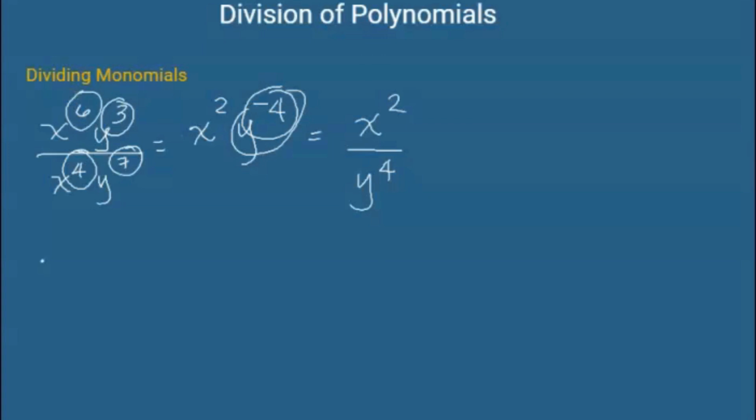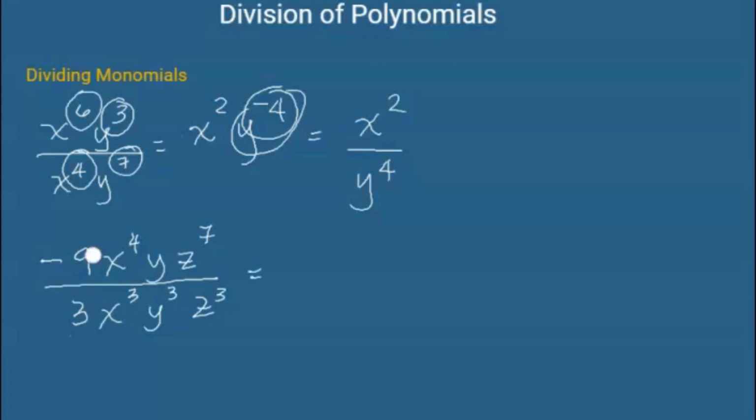Next example, let's have negative 9 x to the 4th y z to the 7th power divided by 3 x cubed y cubed z cubed. Let's do first the numerical coefficients. Negative 9 divided by 3, that would be negative 3.